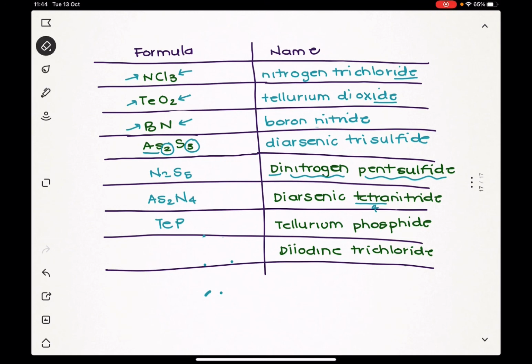And the last one that we have is diiodine trichloride. So we have iodine, which is 2, and chlorine, which is 3. So that will be how you name covalent compounds.